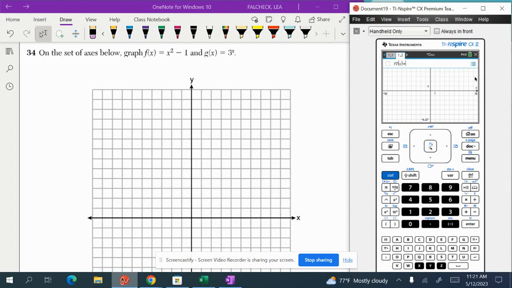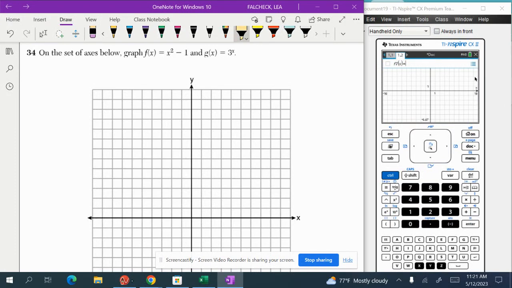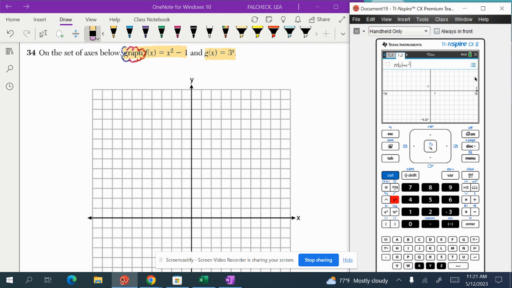Everybody, number 34. On the set of axes below, graph f of x equals x squared minus 1 and g of x equals 3 to the x. So the question wants us to graph these two functions on the set of axes below. Whenever you see a problem like this on the Regents, you're going to pull out your calculator, and you are going to type in the first function. So let's type in f of x equals x squared minus 1, hit enter. Looks like a parabola, fantastic.